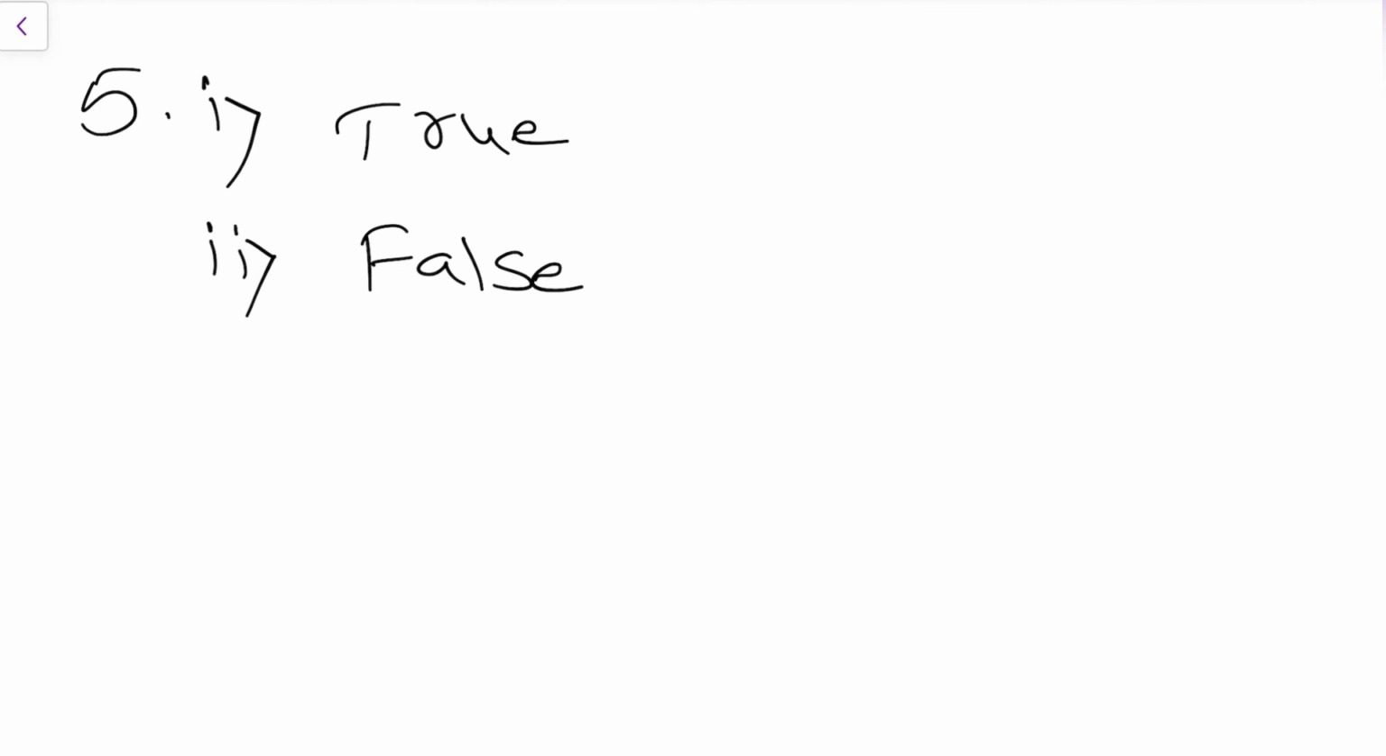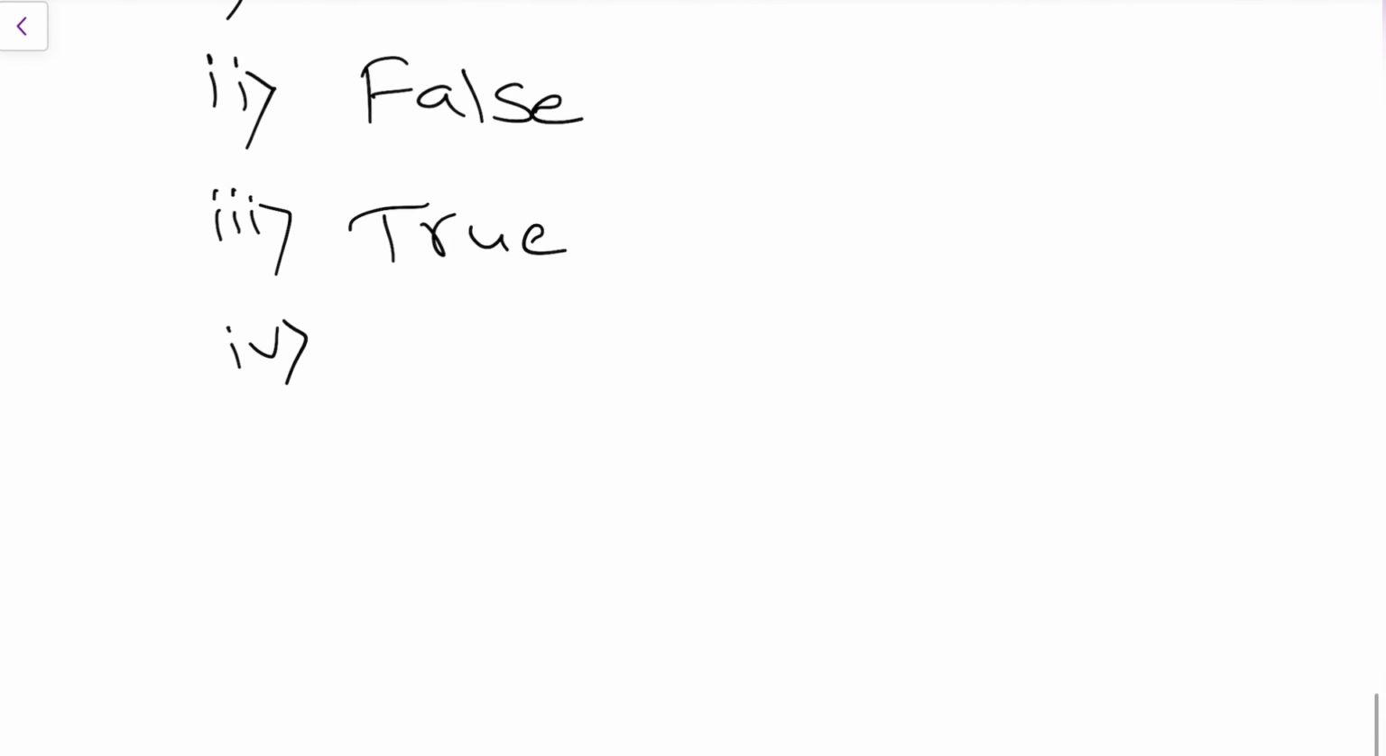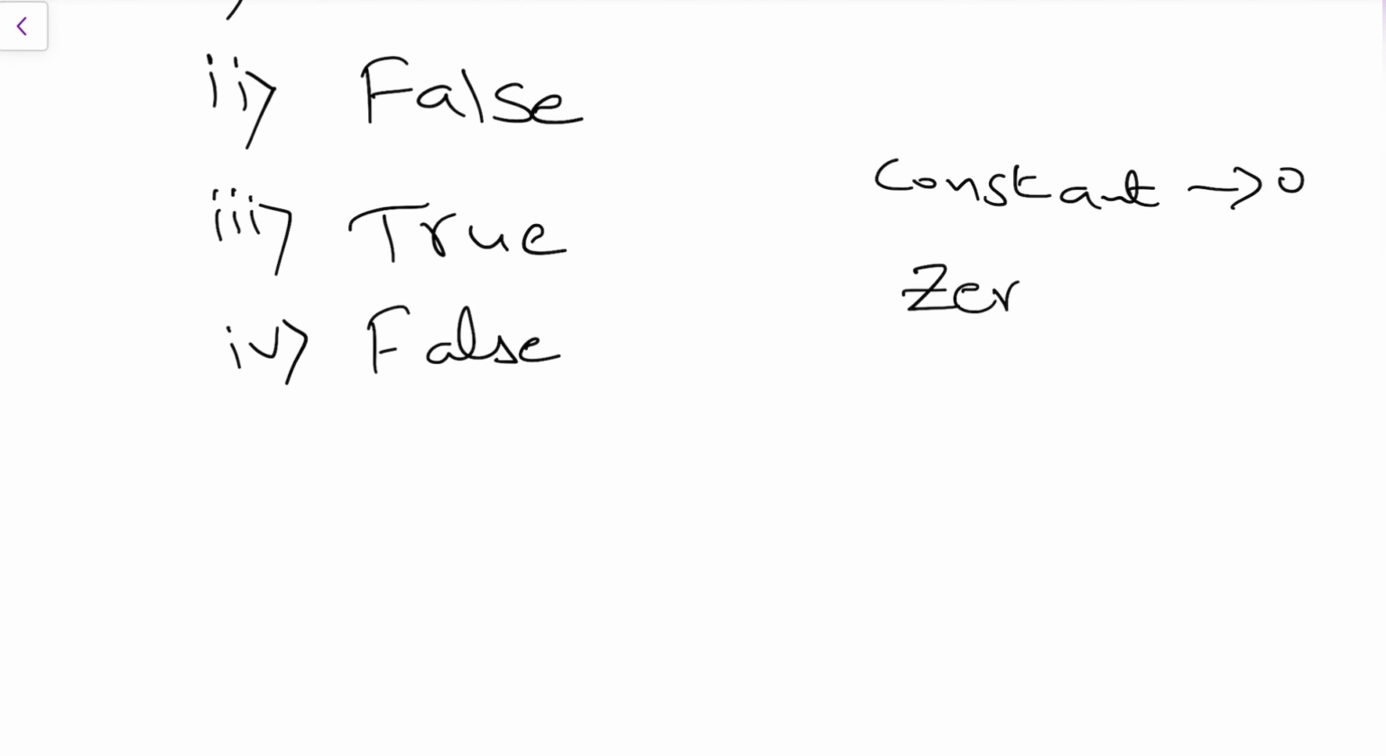Next, a binomial may have degree 3. Of course, it is a true statement. One thing we need to remember here, that is degree and number of terms don't have any connection at all. Next, fourth one. Degree of the 0 polynomial is 0. It is a completely false statement. Degree of a constant is 0, whereas the degree of 0 is not defined.